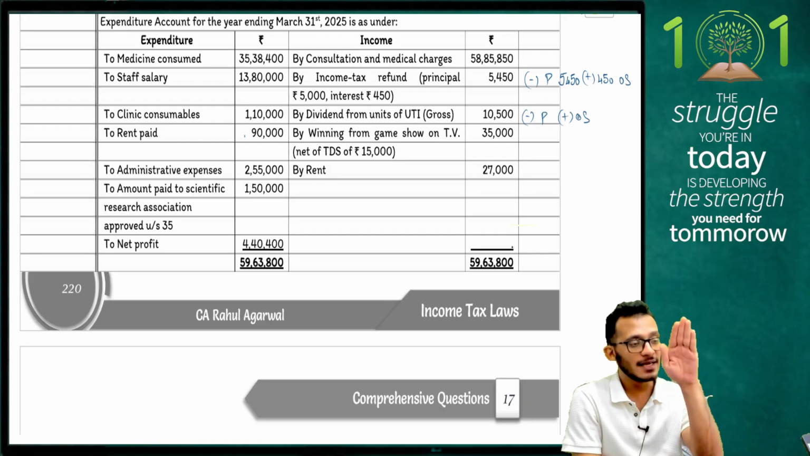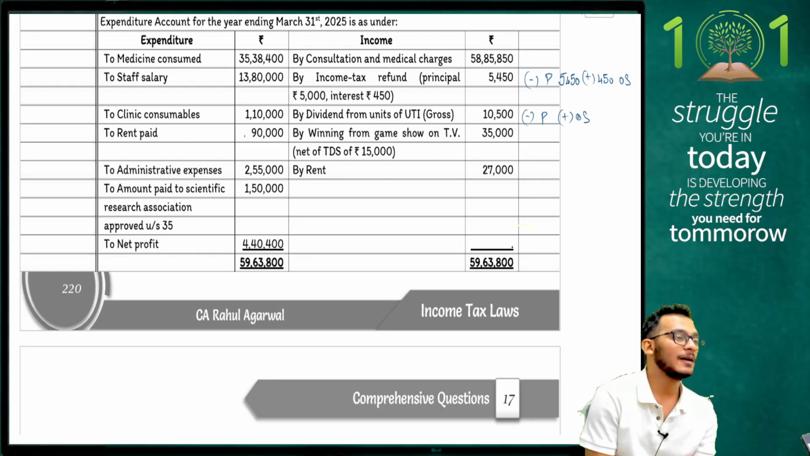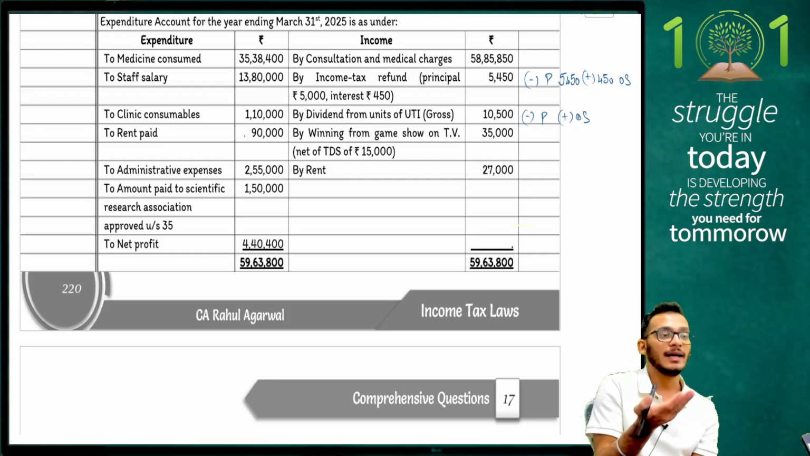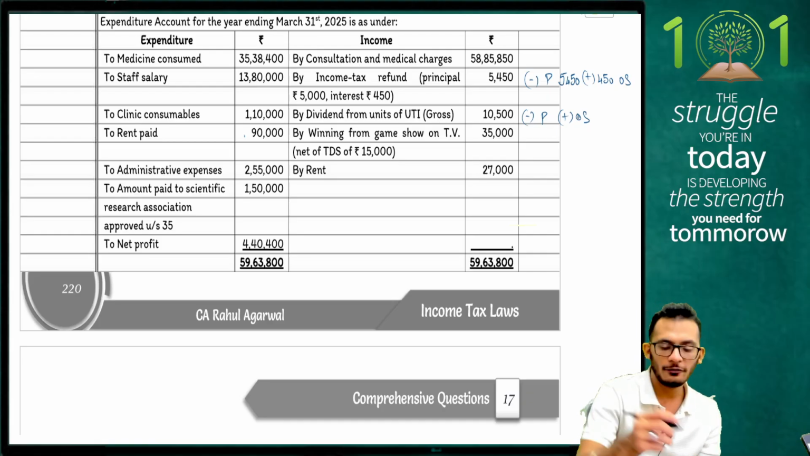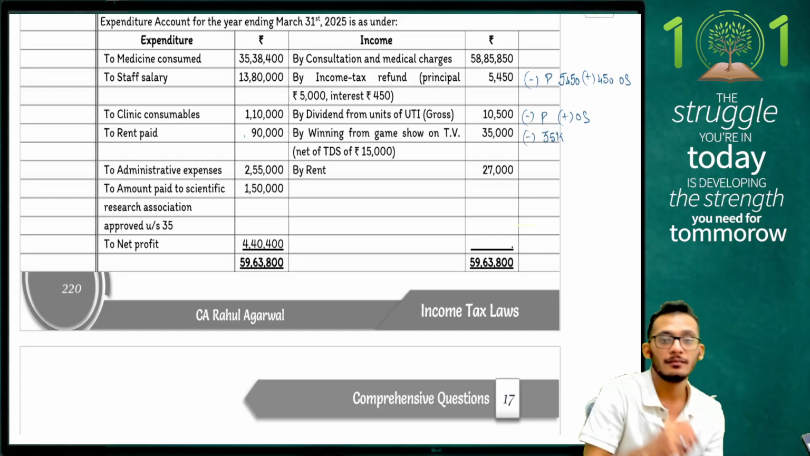First of all, how much is there in my P&L? 35. How much will I remove from P&L? How much will I remove from P&L? 35. People, how much is in my P&L? 35. Net profit is impacted based on what? 35. So how much will I remove? 35. So first remove 35 from P&L. That is step 1.